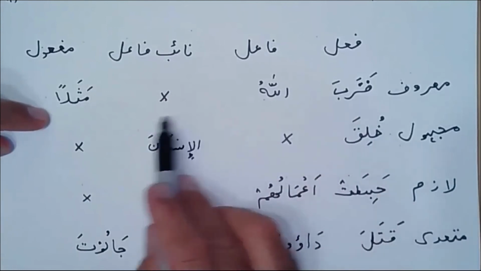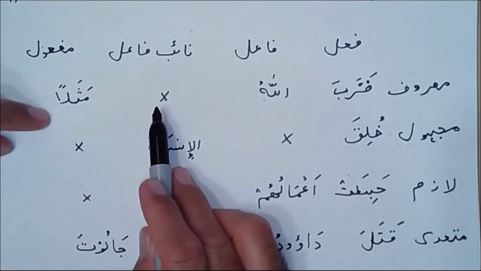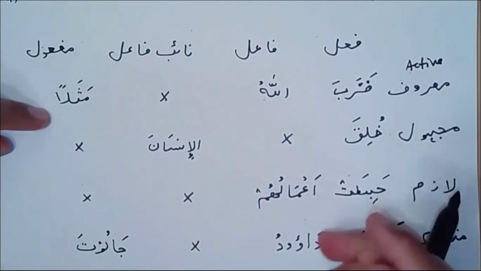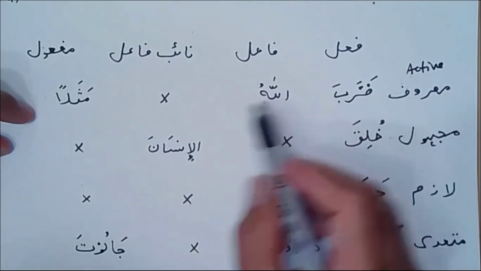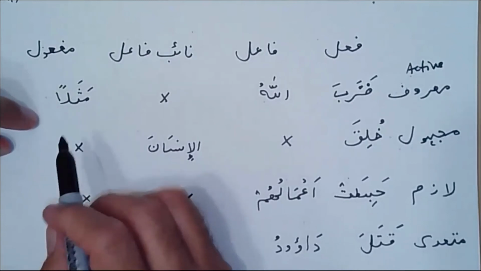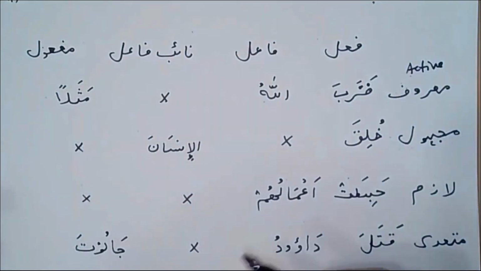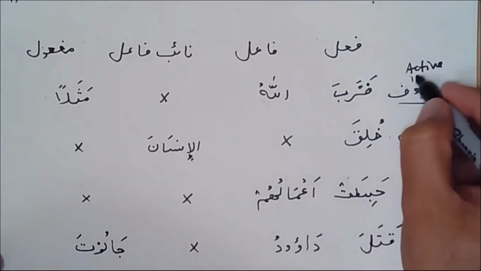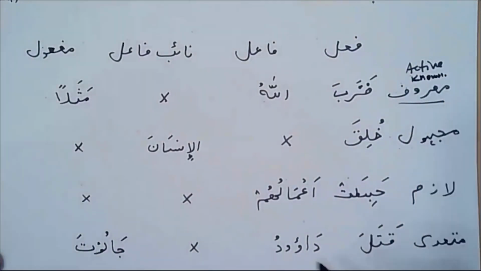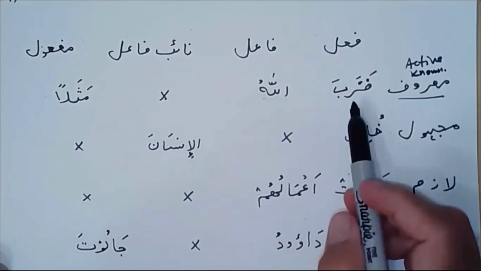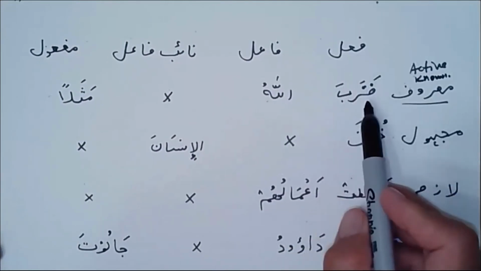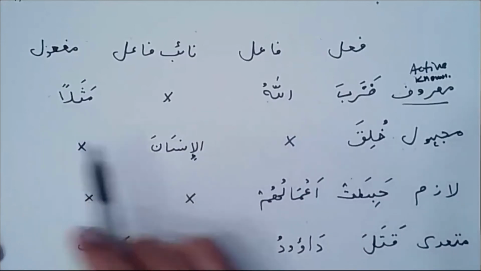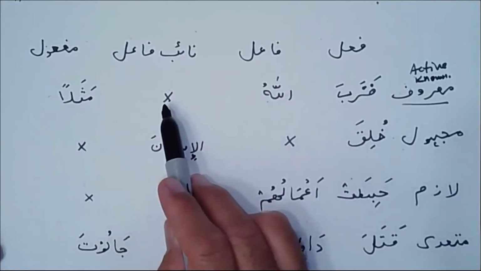In this sentence, do we need a naib fail? No. Why? Because it's already active voice, because we know the fail, we know the maf'ul. Now I'm trying to give you the same idea in a different way. Ma'ruf means known. In this example, I can identify the fail, the fi'l, and the maf'ul, so there is no need for the naib fail.